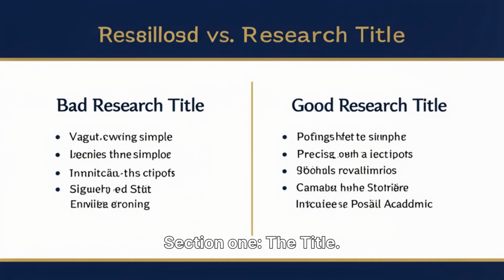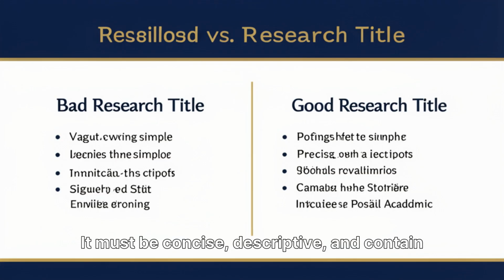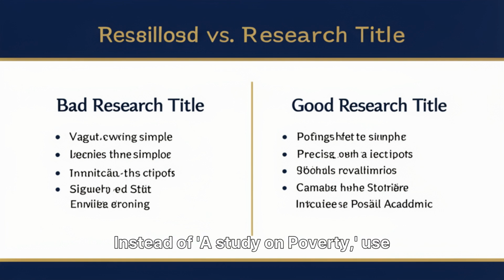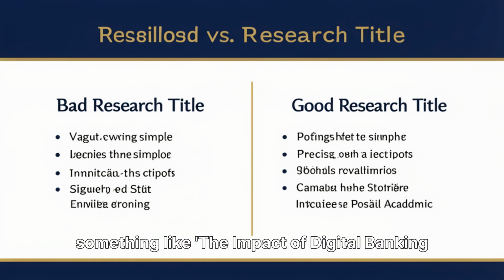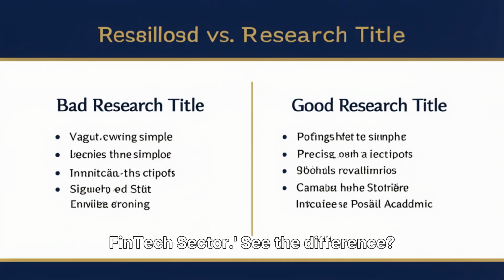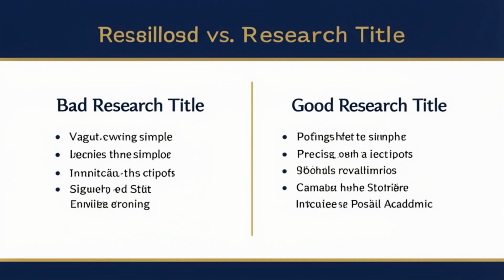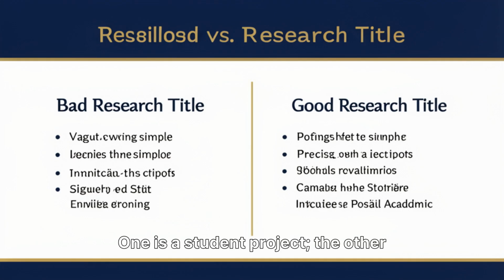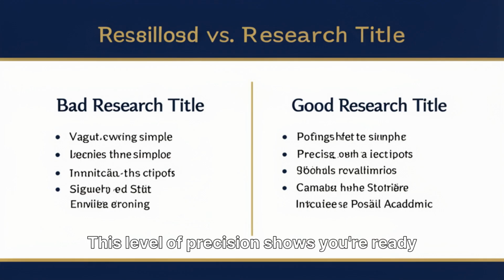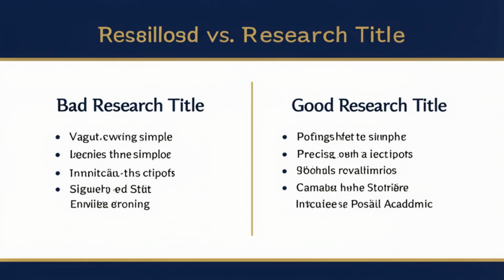Section 1. The title. Your title is your first impression. It must be concise, descriptive, and contain your key variables. Don't be vague. Instead of a study on poverty, use something like the impact of digital banking failures on customer trust in the Nigerian fintech sector. See the difference? One is a student project, the other is a PhD level investigation. This level of precision shows you're ready for the big leagues.